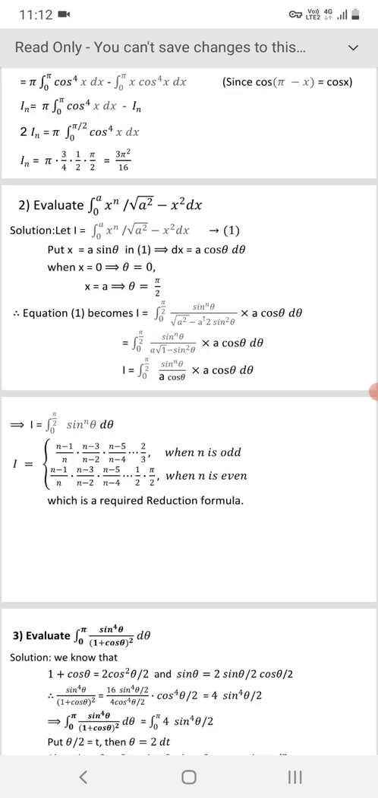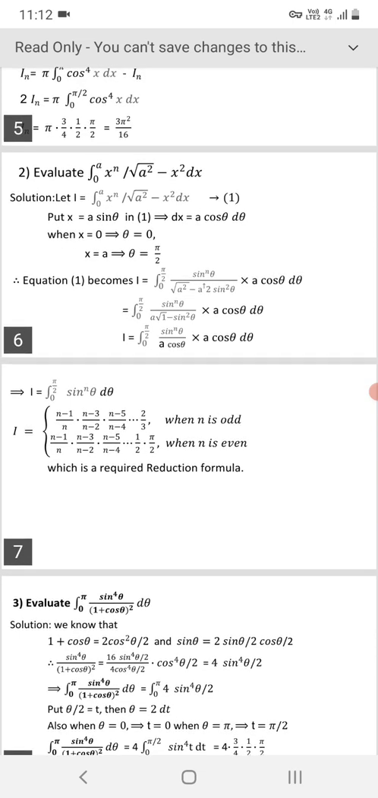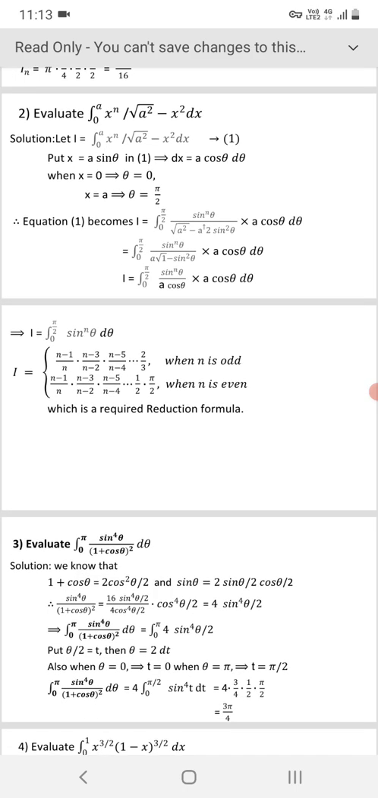And problem number 2: evaluate the integration from 0 to a of x^n divided by the square root of a² minus x² dx. Now let I equal the given integral, call it equation number 1. Now we can compute this integration by taking the substitution x equals a sin θ in 1, then dx becomes a cos θ dθ. Now we will look at the corresponding limits. When x equals 0, θ becomes 0. When x equals a, θ becomes π by 2.